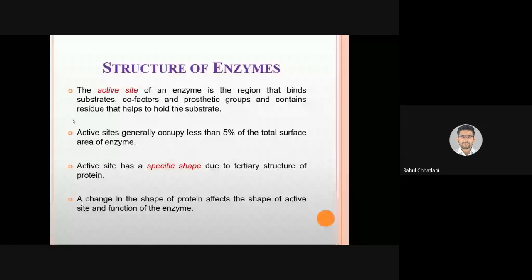First is the substrate. In A plus B equals C, whichever of A or B joins there is termed the substrate. Then cofactors, some other factors which can help in the progress of the reaction. Then there are prosthetic groups, some extra types of groups that can also attach to the enzyme and move the reaction forward more rapidly.